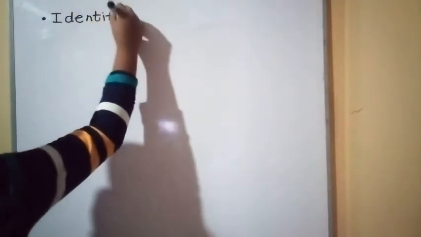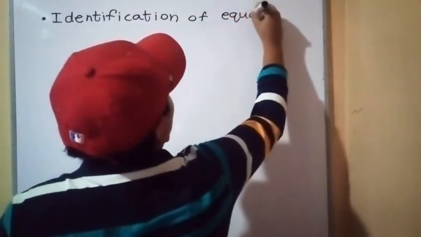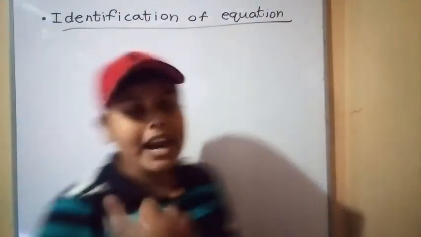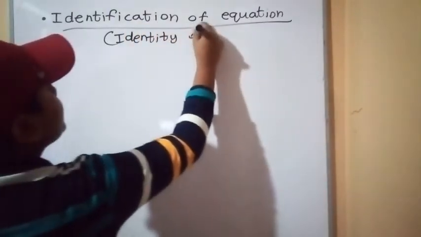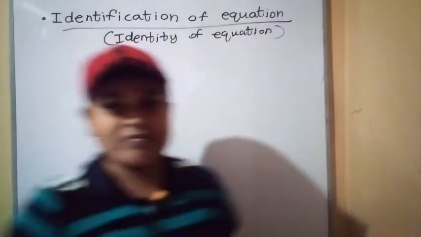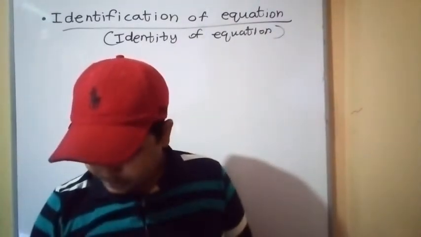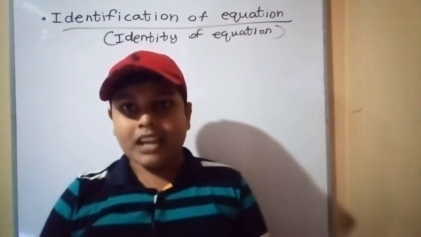Now you have some short sentences for the identification of an equation. What is this called? Identification of equation, or you can name this identity of equation also. Now in that, alright, there are 3 sentences that you want to identify as equations.